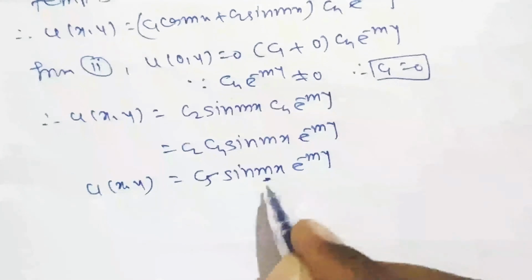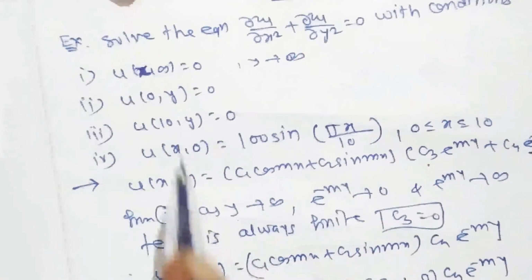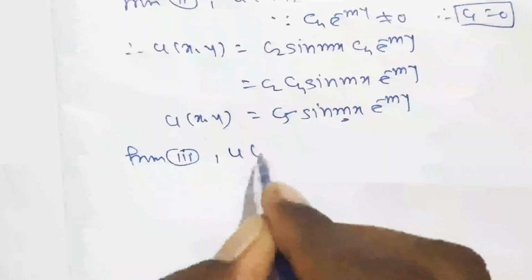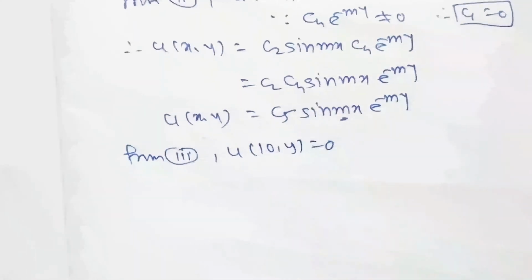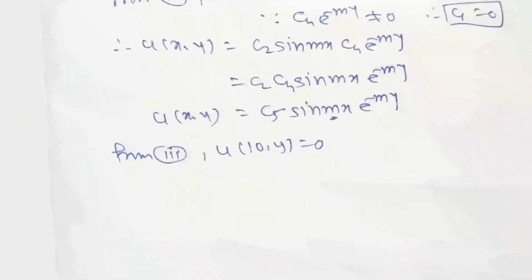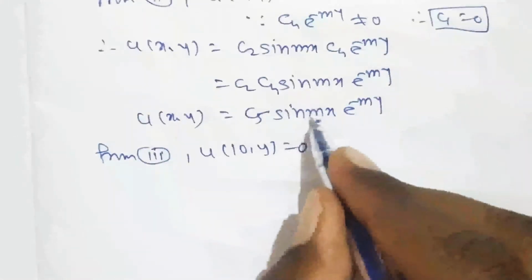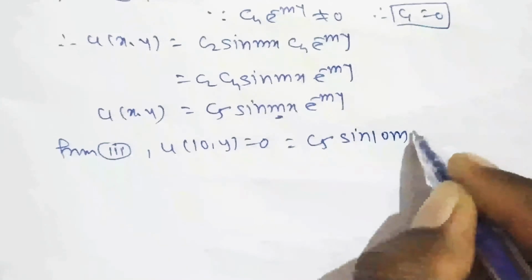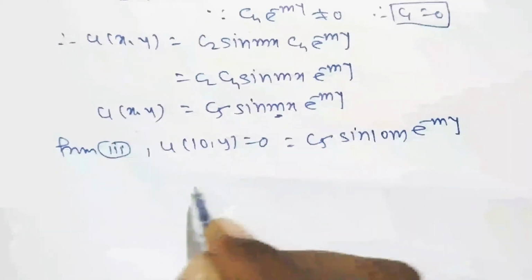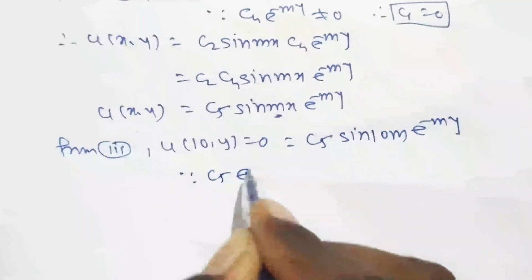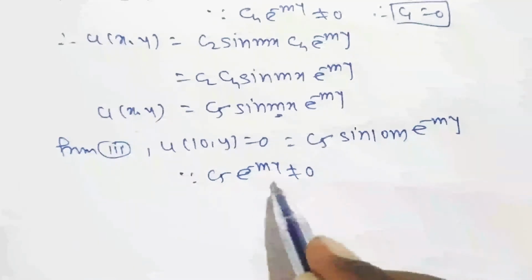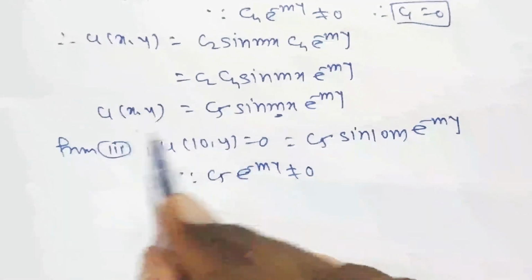Now our next target is m, and how do we find m? For that we have to use condition number 3. From the third condition, u(10, y) equal to 0, which means for x equal to 10 the value of temperature is given 0 here. So put x equal to 10 here, then we will get c5 sin 10m into e^(-my). Again, since c5 e^(-my) is not equal to 0, because if we take this 0, then we will get temperature infinity for y infinity.